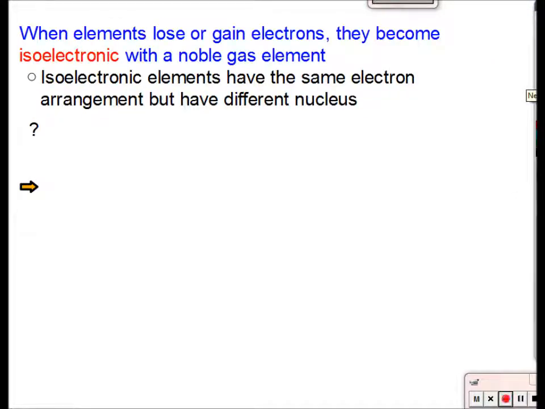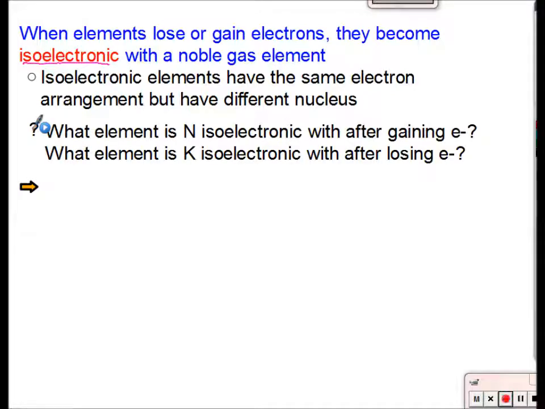So we have a new term, isoelectronic. Iso meaning same, electronic meaning electron, same electron arrangement. So when an element gains or loses electrons, they'll become isoelectronic with a noble gas. Noble gas because it has 8. It won't just gain to go to 7 electrons, it'll gain enough to go to 8.